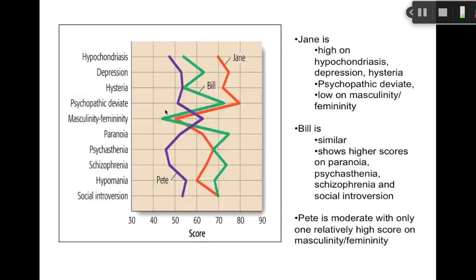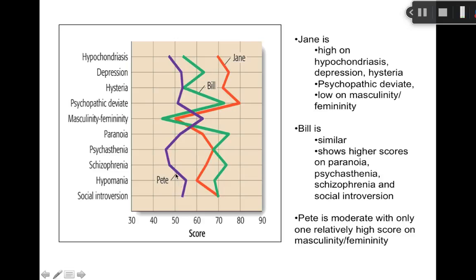So here's an example of 3 people who've taken the MMPI, and we could see their scores. Let's just look at Jane. Jane, we see here, is high on hypochondriasis, depression, hysteria, psychopathic deviant, and low on masculinity and femininity. Let's see her scores: hypochondriasis at 70. Depression, it's up here above 70. So on these traits, she's scoring outside of the range that we would consider to be sort of the normal range.